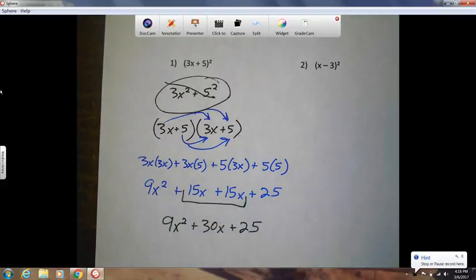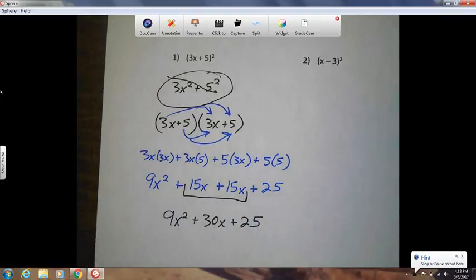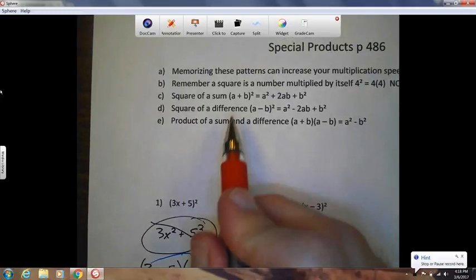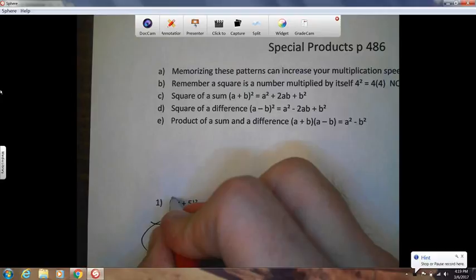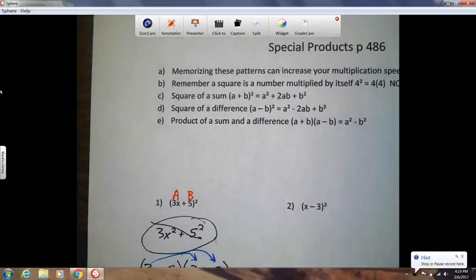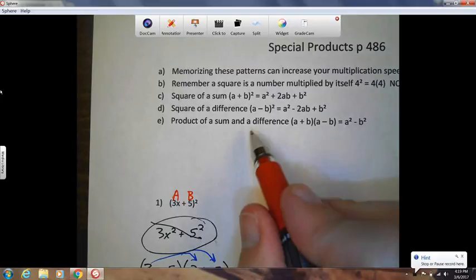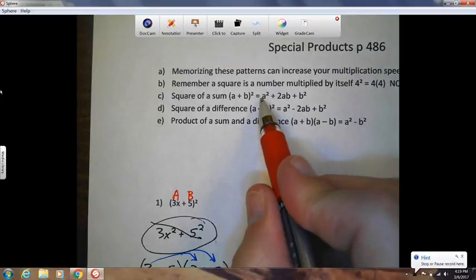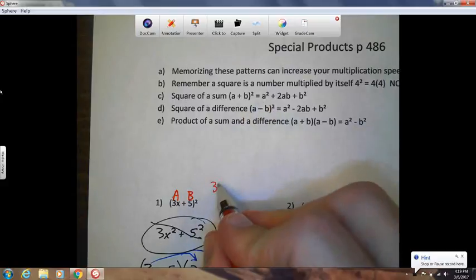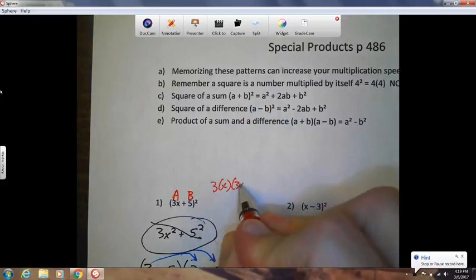Okay, so hopefully you remember how to do that, but let's look at why this is the square of a sum. First thing, we look at the square of a sum, a and b. So this is a, 3x, and 5 would be b. Square of a sum says my answer is going to be a squared, so a times itself. So 3x times 3x, which is 9x squared.